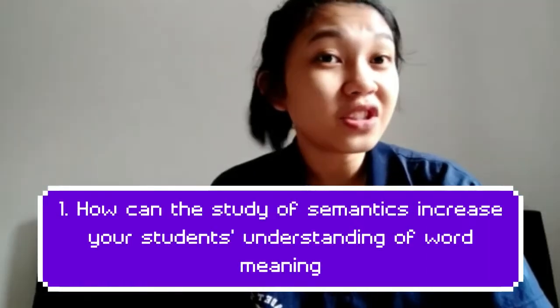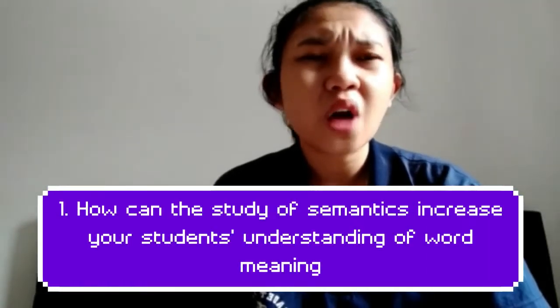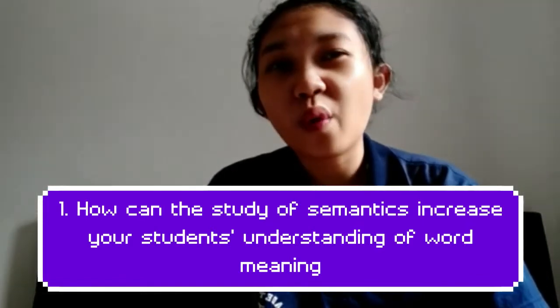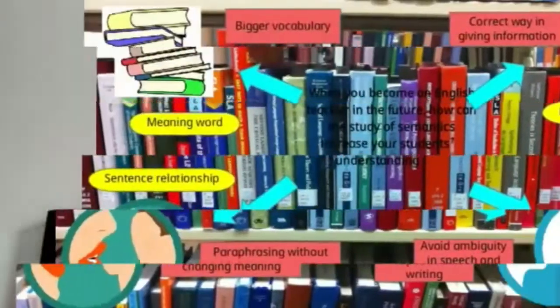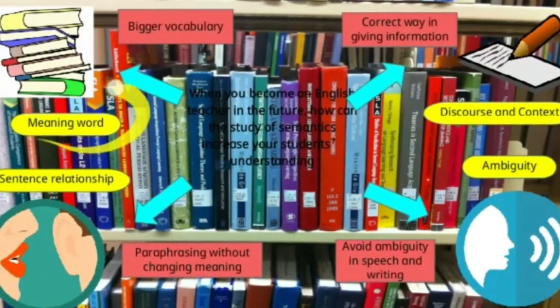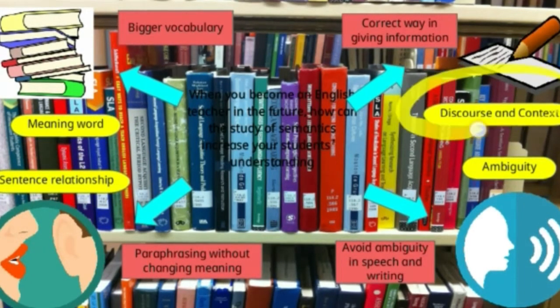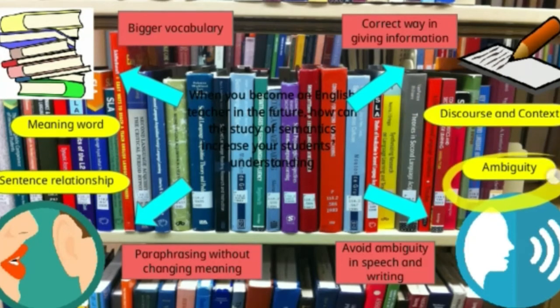When you become an English teacher in the future, how can the study of semantics increase your students' understanding? Well, there is a lot, but I will briefly talk about the four related concepts of semantics: the meaning of words, sentence relationships, discourse and context, and also ambiguity.